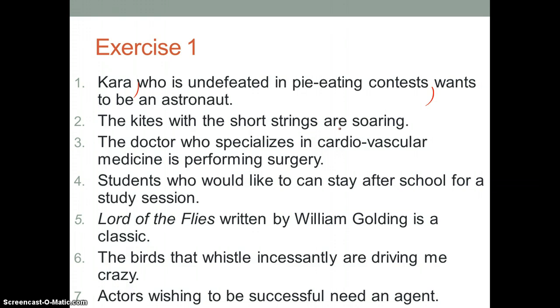The kites, with the short strings, are soaring. So if you read it that way, you might make a case for including the commas to make it non-essential. But I think it reads pretty clearly that the kites with the short strings are soaring, telling us which kites are soaring, and so it's essential.